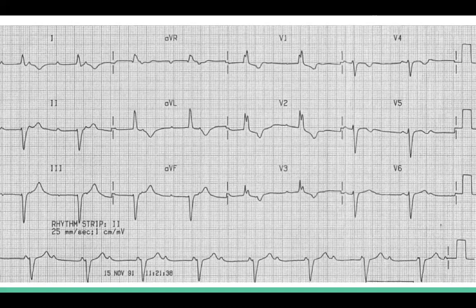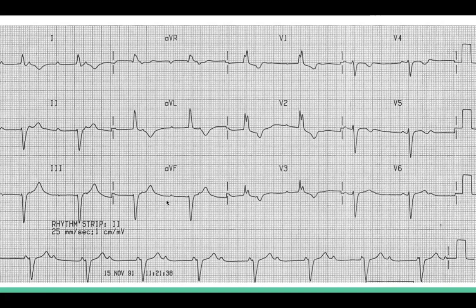So this image here is an example of complete trifascicular block. So we've got right bundle branch block, we've got left axis deviation, so lead 1 points upwards, lead 2, 3, and AVF all have complexes that point downwards. That's an easy way to remember it. And it also has this 3rd degree heart block where the P waves don't really correlate with the QRS complexes.